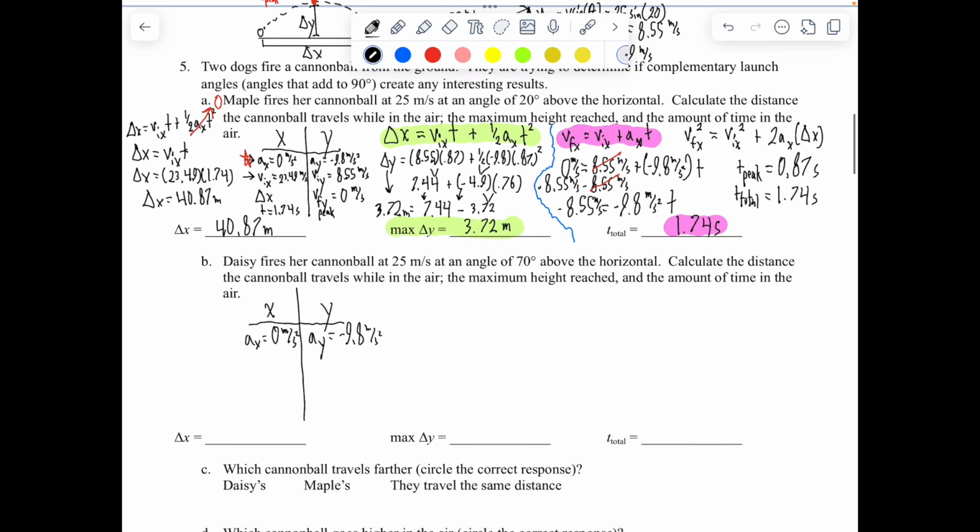We want to determine the components of that velocity. We still know the velocity is 25 meters per second. This time, our angle is, instead of 20, it's now 70 degrees. Much, much steeper. Calculating our initial velocity in the X, we know that's just the velocity times the cosine of our angle. Velocity in the Y is our velocity times the sine of our angle. I'm running out of space here.